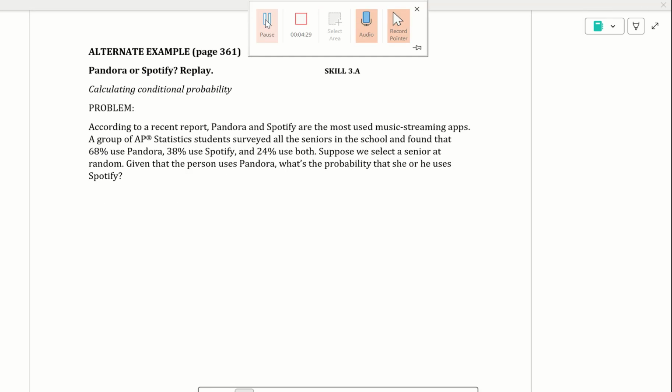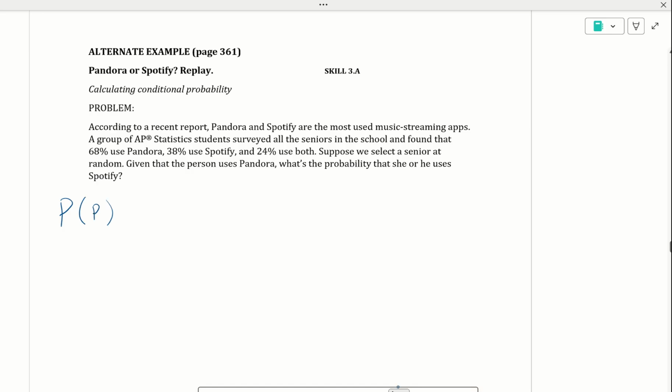Next problem. According to a recent report, Pandora and Spotify are the most used music streaming apps. A group of AP Stats students surveyed all the seniors in the school and found that 68% use Pandora. So the probability of a student using Pandora is equal to 68%. You can write 68% or 0.68, either one's fine. 38% use Spotify. So the probability that someone uses Spotify is equal to 38%. And 24% use both. So that'd be the probability of Pandora and Spotify. That's equal to 24%.